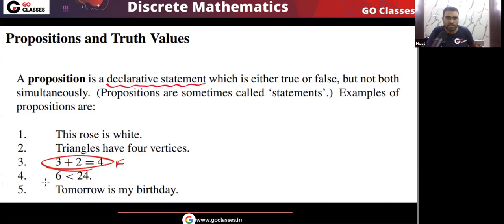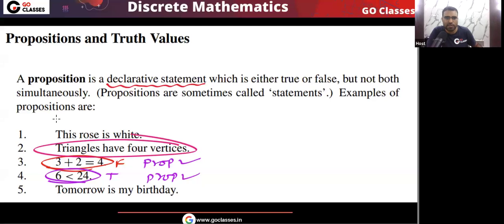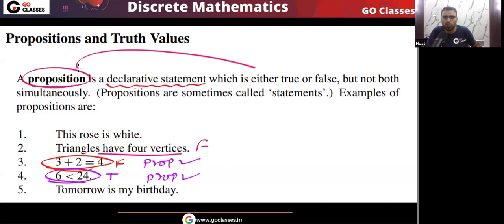Similarly, you can see the statement 6 less than 24. This is true. This is also a proposition. Remember, this third statement is also a proposition, and this fourth statement is also a proposition. You can see this second statement, triangles have four vertices. This is a false fact. But this is a proposition, because remember, a proposition is either true or false.